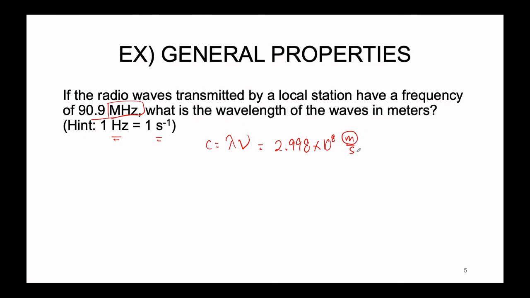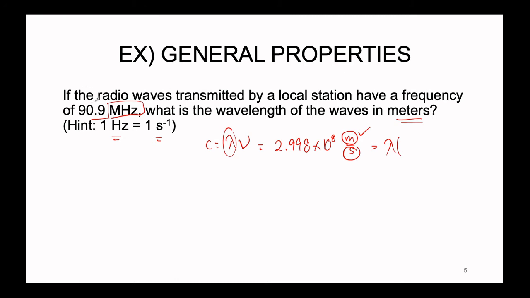So we can see that the speed of light is presented to us in the unit of meters and inverse seconds. Now, the answer we're trying to find, the wavelength, is in meters, so check. We don't need to do anything to the speed of light. The speed of light is going to be equal to lambda, what we're trying to find, multiplied by our frequency.